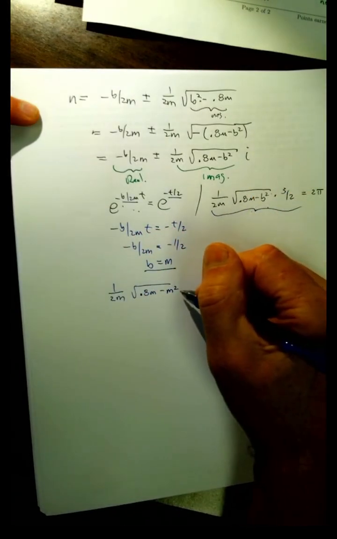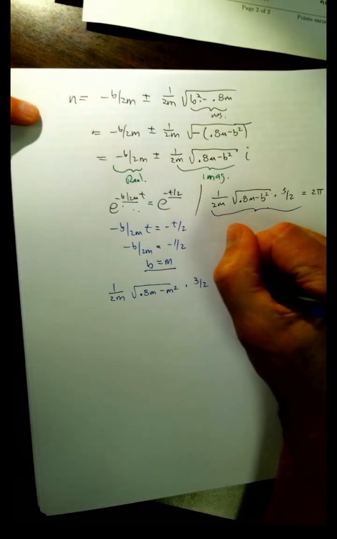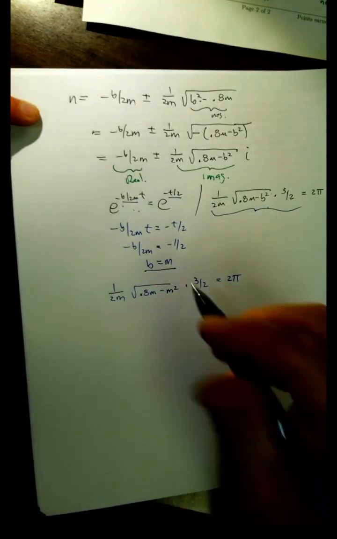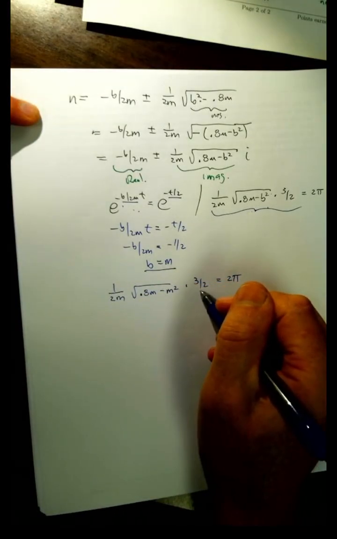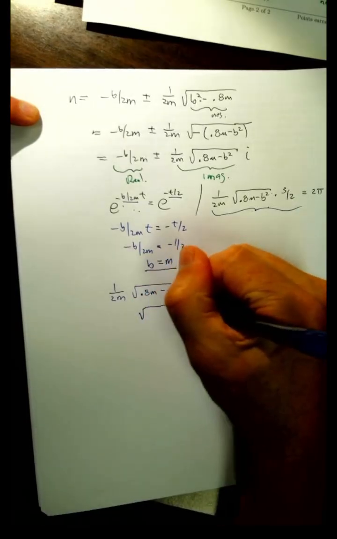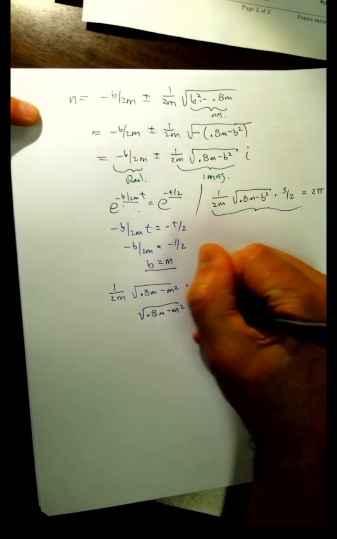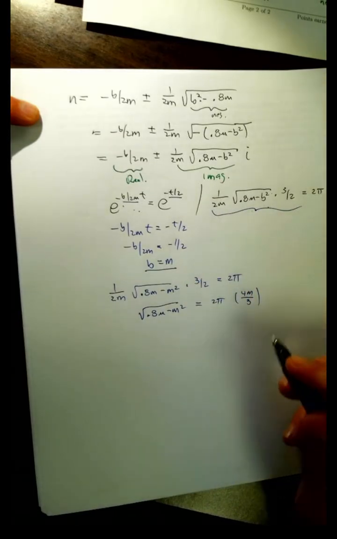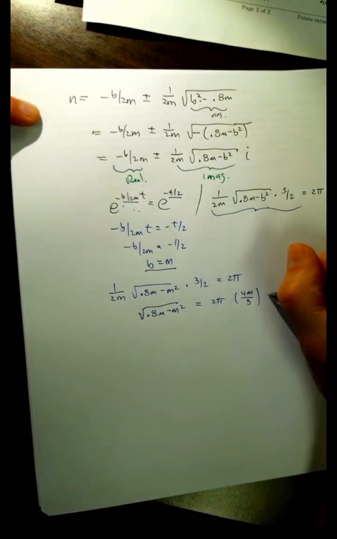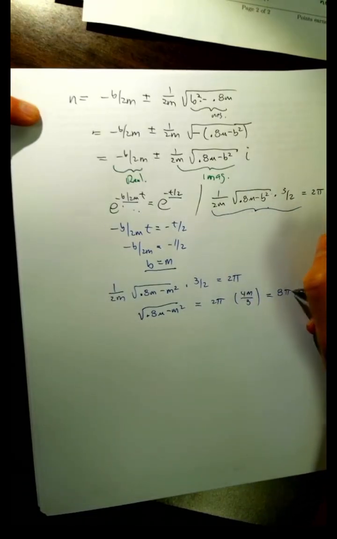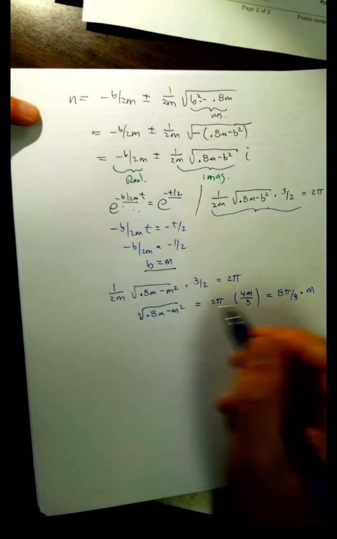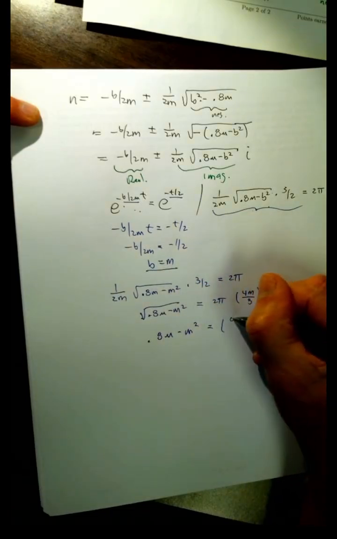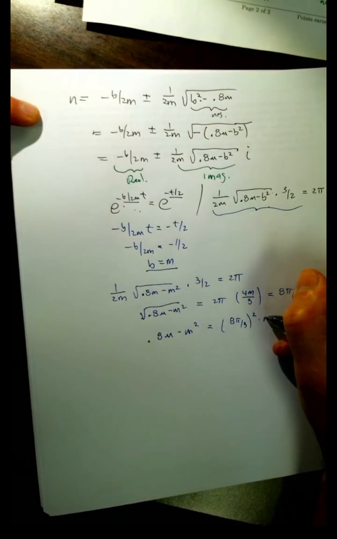So everywhere I see a b, I'm going to replace it with m. So the b squared becomes m squared. And this expression now looks like this, and I'm going to just solve this for m. So let's see, I'm going to multiply both sides by 4m divided by 3. So I have 2 pi times 4m divided by 3. And that becomes 8 pi over 3 times m. To get rid of the square root, I'm going to square both sides. So I get 8 pi over 3 squared times m squared.